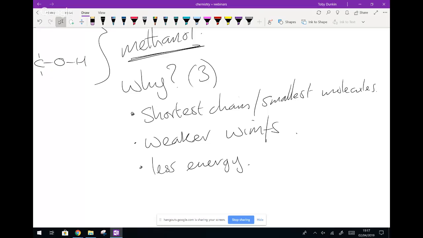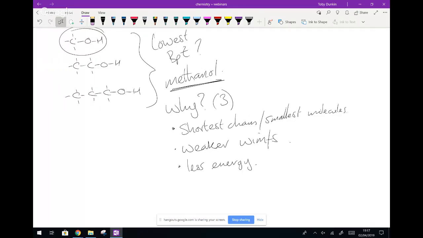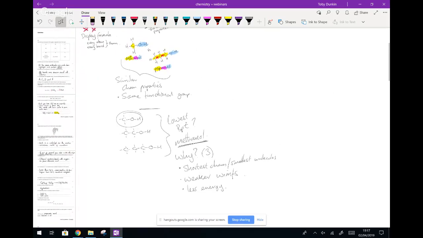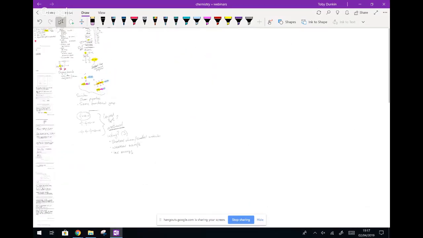Wimps are weaker. Perfect. Doesn't take much energy to break the bonds. Spot on. Try not to say bonds. Try to say wimps. Always better. Therefore, lower boiling point. Dana, great chemistry. Well done. So at this point, I'm sticking with this family.